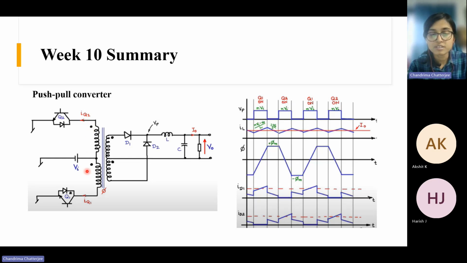So the dot polarities are like this, and here instead of a single switch we have two controlled switches. We have two control devices. One is Q1, another is Q2, right? So this is the circuit of a push-pull converter. Now we have to see how this works. So first of all, Vi is this. This is the input voltage, right?